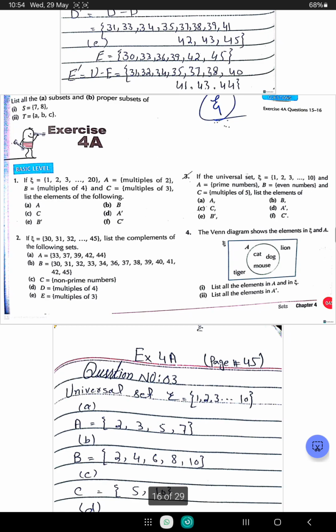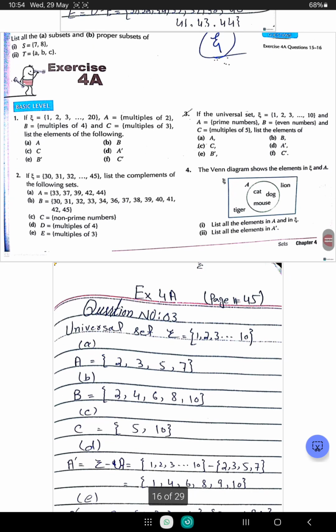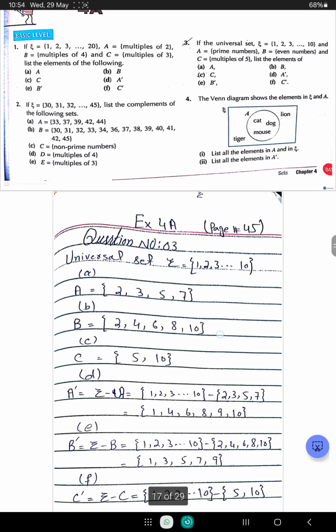Question number 3. If the universal set is 1 to 10 and A is the prime numbers in the universal set 1 to 10, the prime numbers of A are 2, 3, 5 and 7. B, the even numbers, are 2, 4, 6, 8 and 10, which come in the table of 2. And C, the multiples of 5, are 5 and 10.